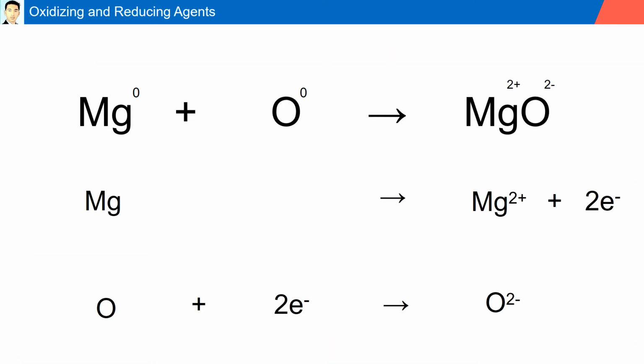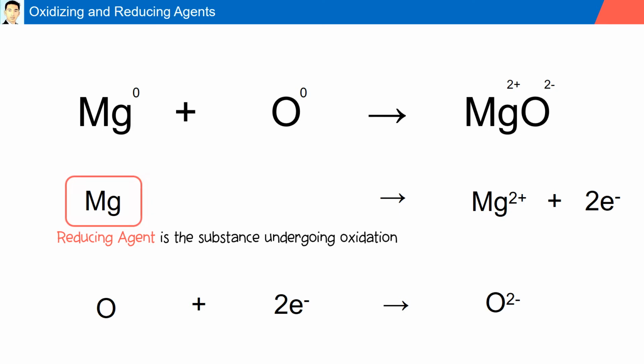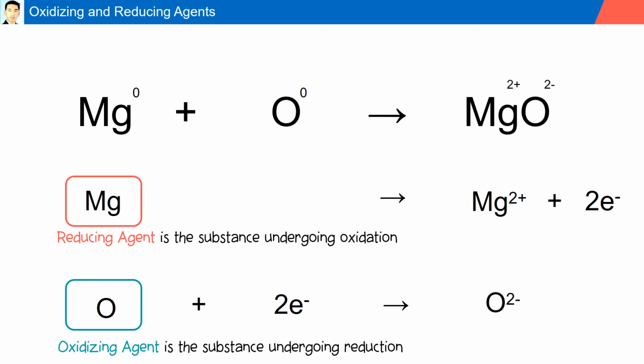Oxidizing and reducing agents. A reducing agent is a substance undergoing oxidation. In this example, magnesium undergoes oxidation, while the oxidizing agent is a substance undergoing reduction. In this example, oxygen is undergoing reduction.